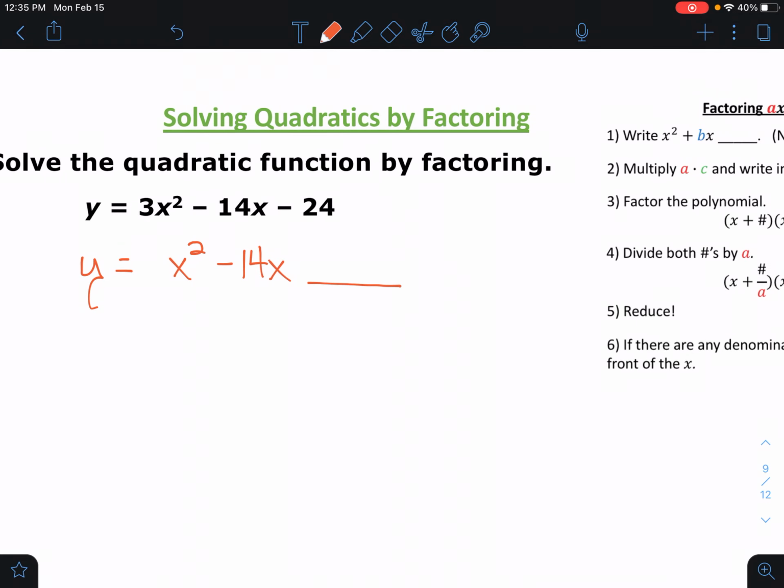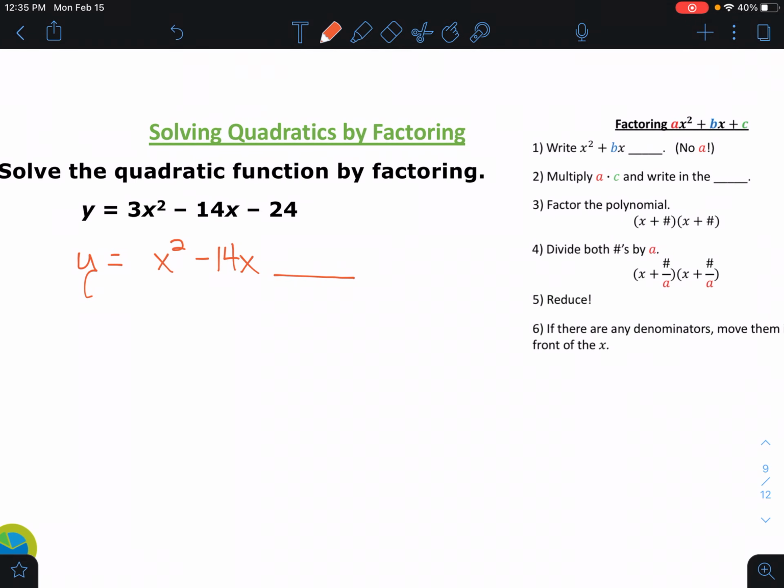Then you're going to go a times c and write it in the blank. So a is 3 times negative 4, or negative 24, excuse me, and you're going to write that in the blank, which would be minus 72. Okay, so now I'm just going to follow these steps. I'm going to factor this.